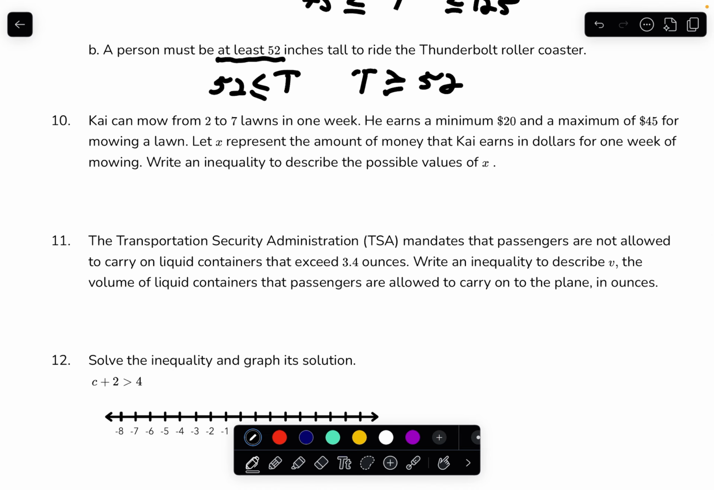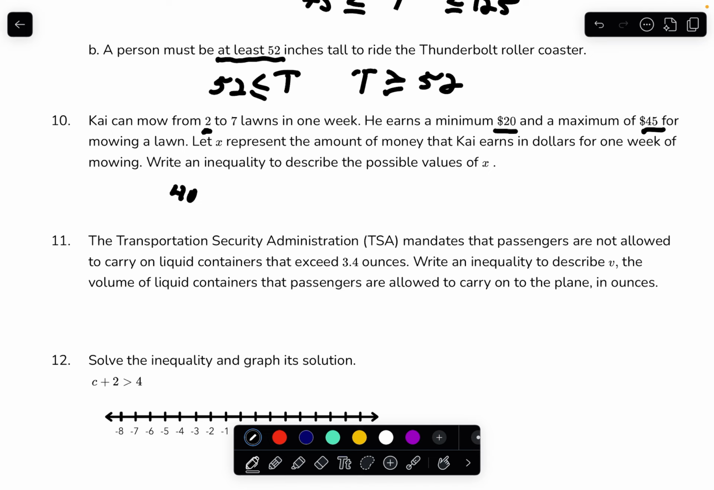Okay, Kai can mow from 2 to 7 lawns in 1 week. He earns a minimum of $20 and a maximum of $45 for mowing a lawn. Let X represent the amount of money that Kai earns in dollars for 1 week of mowing, okay? Write an inequality to describe the possible values of X. Well, if he earns a minimum of $20, so that could be 2 times 20 is 40, right? So the minimum amount of money is $40 because the minimum number of lawns he will do is 2, so that'll be 40.